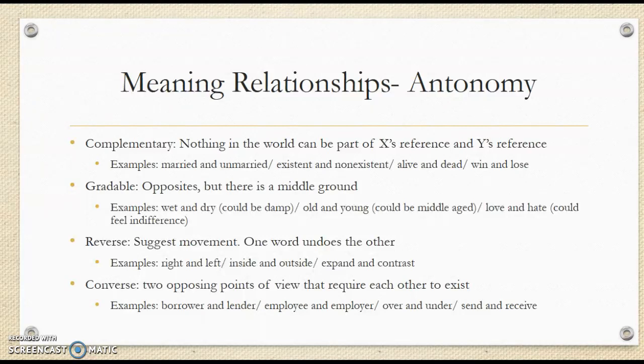Then we have gradable antonyms, which are still opposites, but there's a middle ground. So wet and dry. You could be damp. Old and young. You're middle-aged. Love and hate. You're feeling different. So there's that middle ground. They're still opposites. Then we have reverse antonyms.